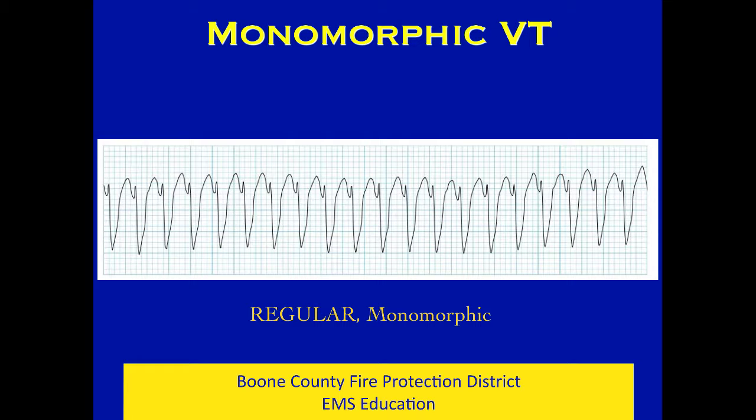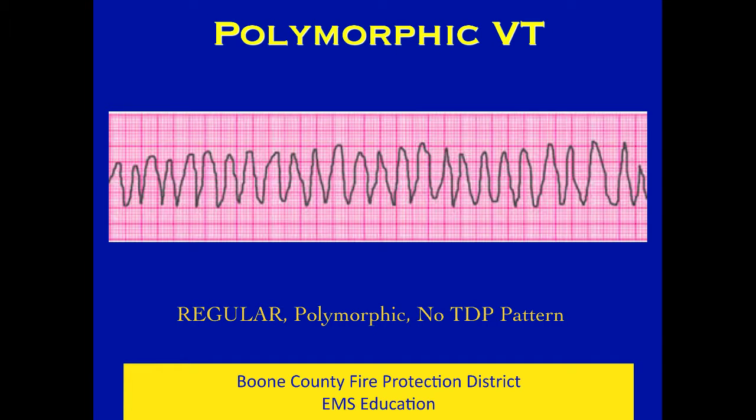Here's an example of monomorphic VTAC. It's the same shape, and it's regular because VTAC has to be regular. If you're trying to determine if a rhythm is a VTAC and it's not regular, well, it's not a VTAC. So this is regular, monomorphic VTAC. Here is polymorphic VTAC. It is regular. It's absolutely regular across there, but there are several different morphologies, at least three that I can pick out.